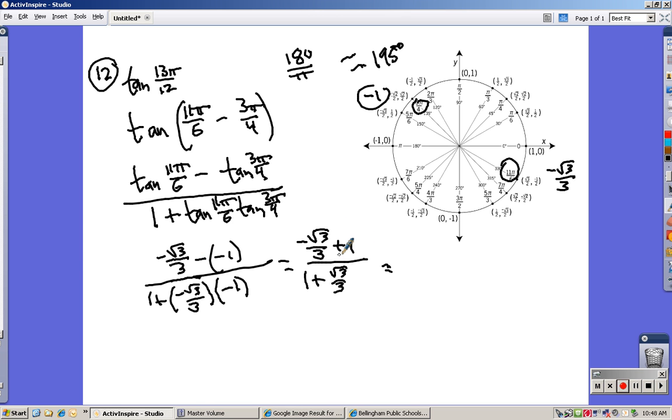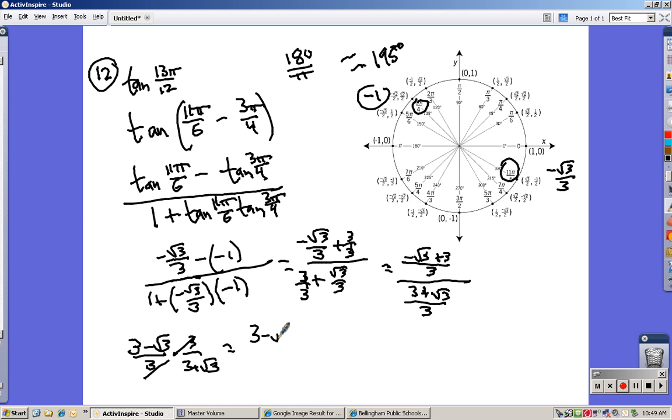Up here, I'm just going to turn this 1 into 3/3. So up top would be negative root 3 plus 3 over 3. And then on bottom, I'm going to do the same thing, turn this 1 into 3/3. So it'd be 3 plus root 3 over 3. So this fraction is divided by that fraction. I'm just going to write the top as 3 minus root 3 over 3 times the reciprocal of the bottom, 3 over 3 plus root 3. 3's cancel out. So now I have 3 minus root 3 over 3 plus root 3.